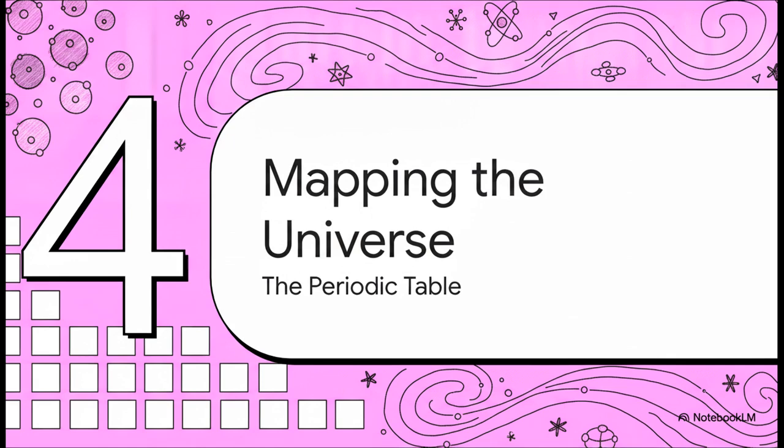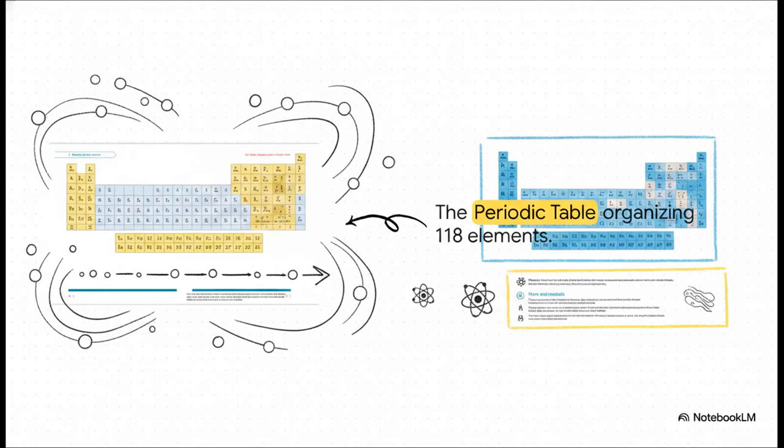Let's zoom back out from the microscopic level and figure out how humans actually make sense of all these pure ingredients. Enter the periodic table. You've definitely seen it, but scientists developed this incredibly useful way of organizing all 118 known elements. It acts as the ultimate map of the universe's ingredients. They arrange the atoms systematically, so their mass actually increases as you read across from left to right. So hydrogen is the lightest, then helium, then lithium, and so on.